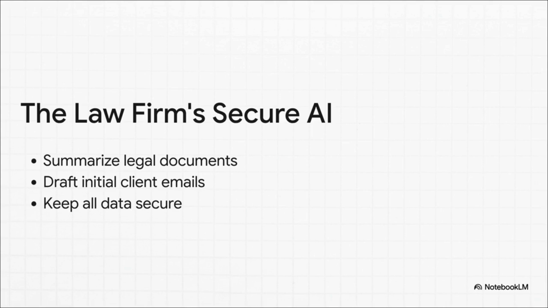Or how about a small law firm where client confidentiality is absolutely everything? By using a secure, self-hosted model, they can create an AI clerk. It could summarize a 100-page legal document into key points in minutes, or draft initial client emails in a snap. This frees up their paralegals for higher-value work, all while making sure zero sensitive data ever leaves their private servers. It's security and efficiency, totally supercharged.